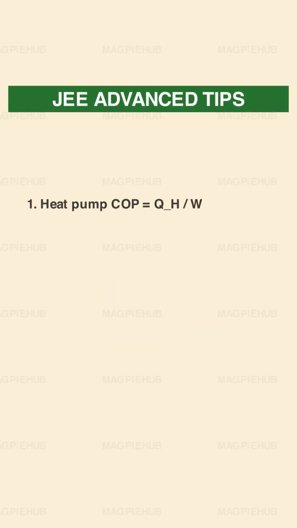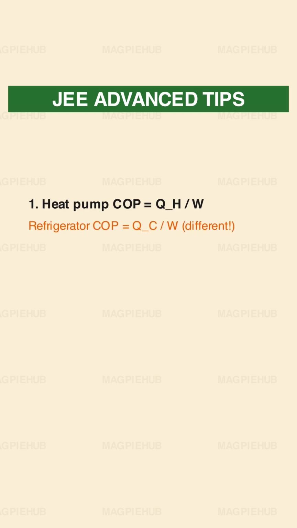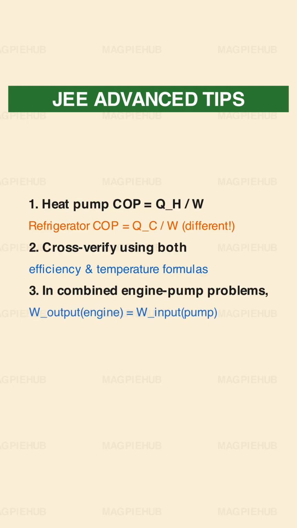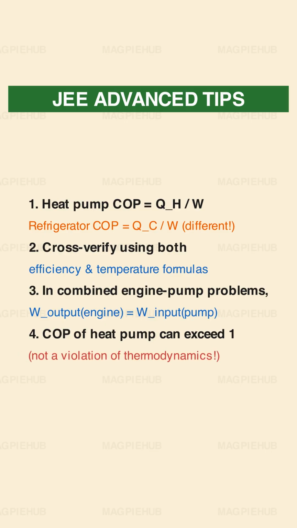First, always distinguish between heat engine and heat pump COP definitions. For a heat pump, COP equals Qh over W, not Qc over W, that is the refrigerator COP. Second, use both the efficiency formula and the temperature formula to cross-verify answers. Third, in combined engine pump problems, the work output of one device becomes the work input of the other. Track energy flows carefully. Fourth, remember that COP of a heat pump can be greater than 1, which often confuses students.